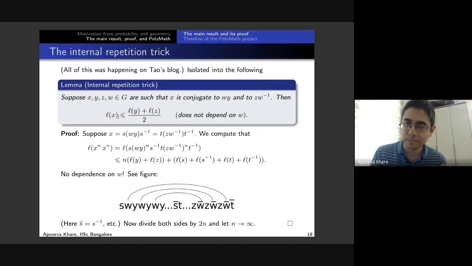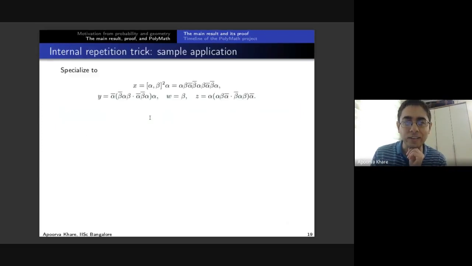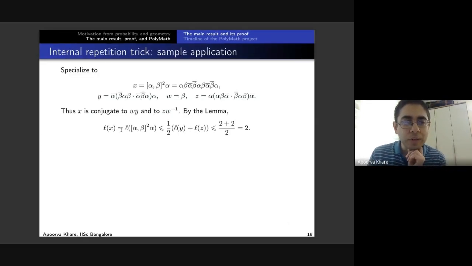Therefore, by the lemma, the length of x is less than half the length of y plus half the length of z. Well, what is the length of y? y is a conjugate, so the length of y is at most the length of the inside. But the inside is a product of two conjugates. So the length of y is at most the length of alpha plus the length of beta bar, which is just 1 plus 1. So the length of y is at most 2. Similarly, the length of z is at most 2. Right? It's a conjugate, so you can remove the conjugate for calculating lengths.